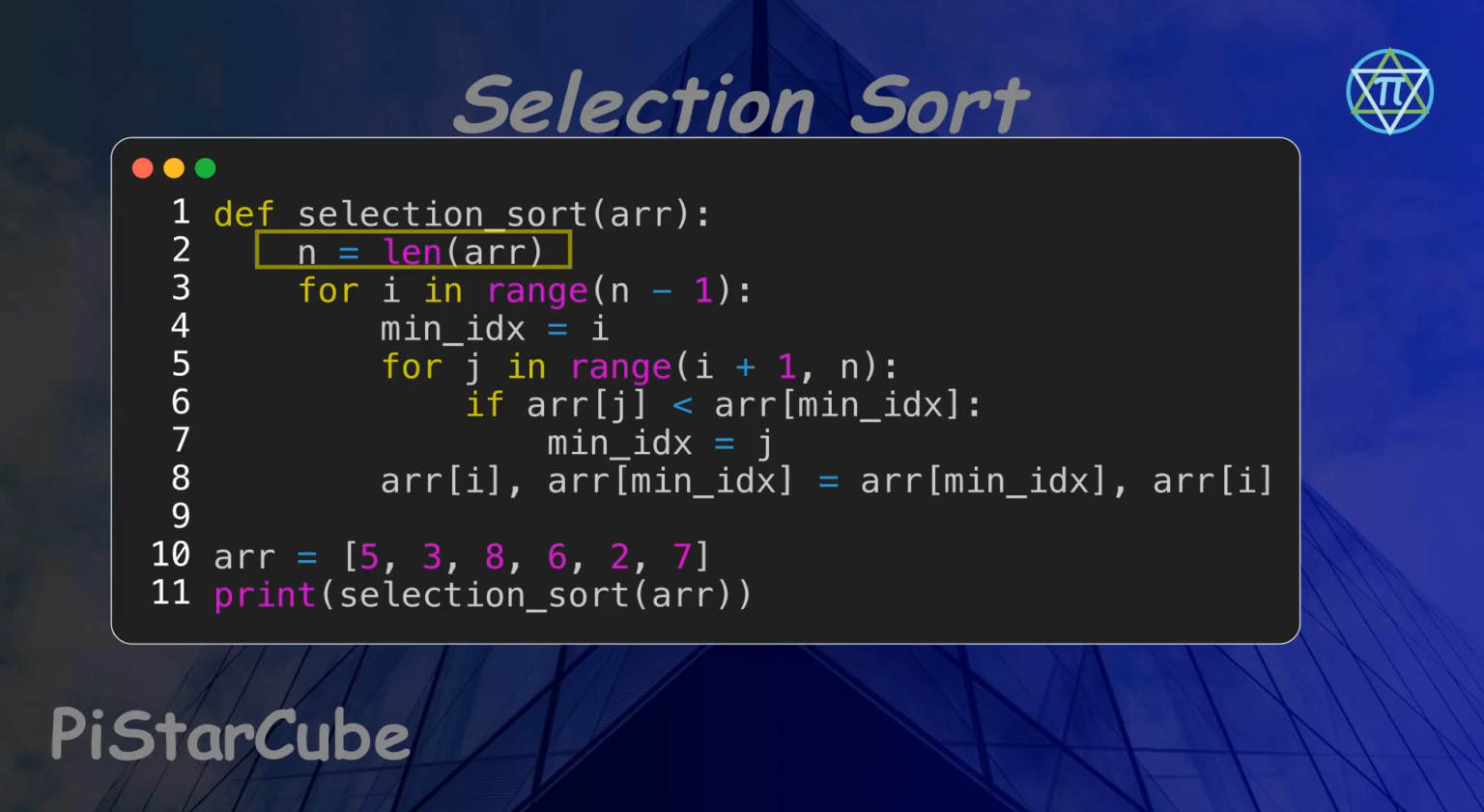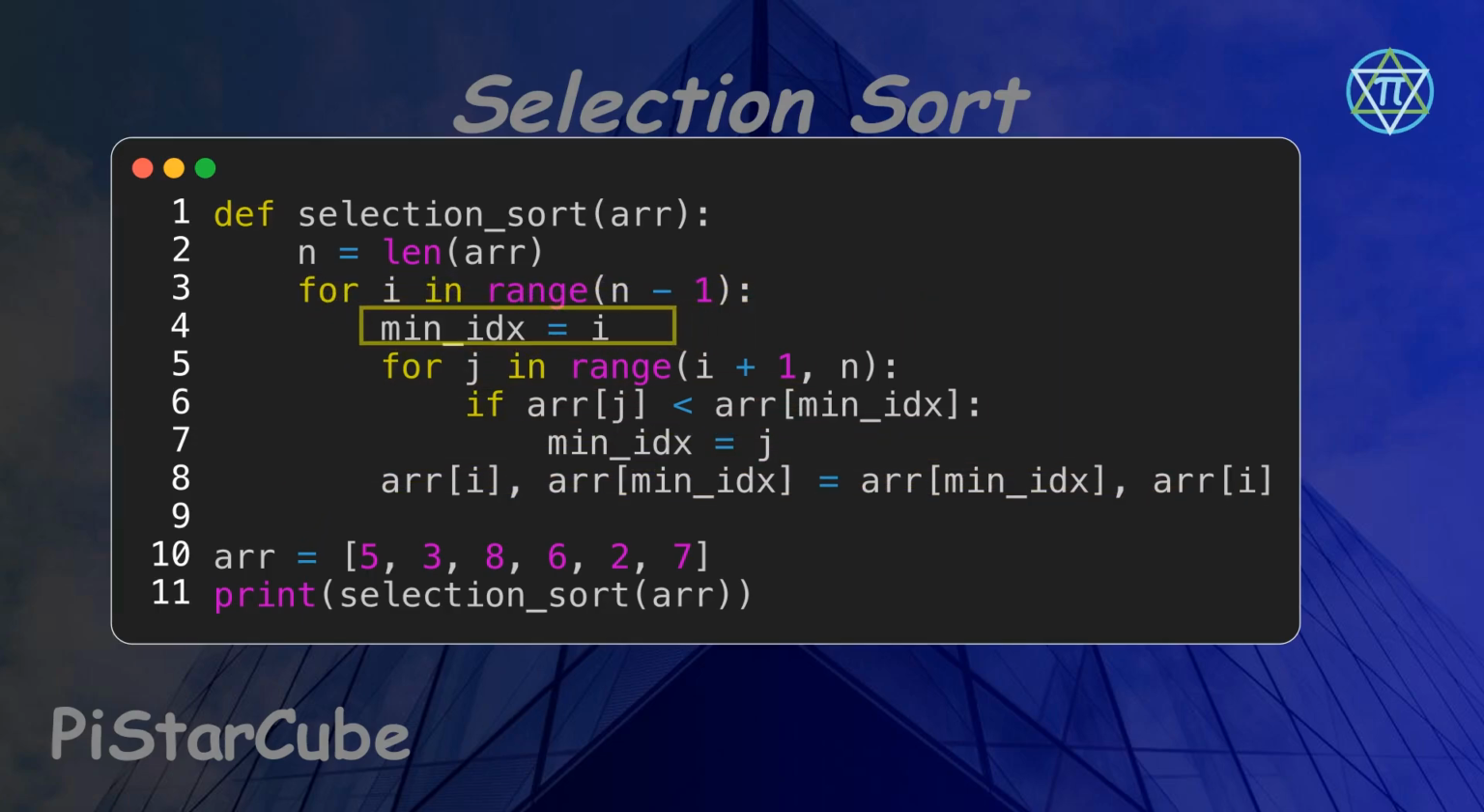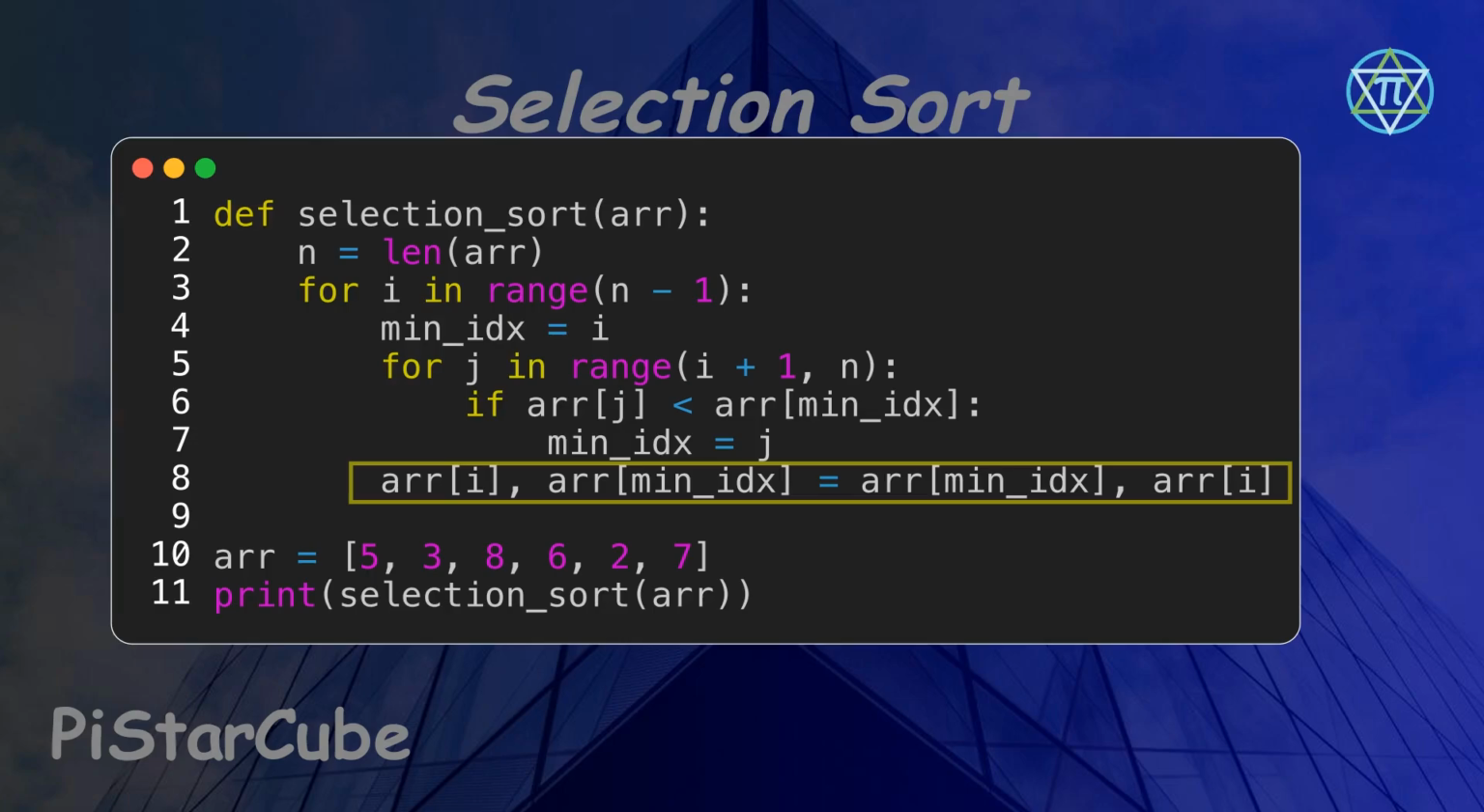First, we determine the length of the array. Then we start a loop that runs from start to n-1. Inside this loop, we set minimum index equal to i, assuming the current element is the smallest. Next, we run another loop, j, to compare the current element with the rest of the array. If we find a smaller element, we update minimum index to that index.